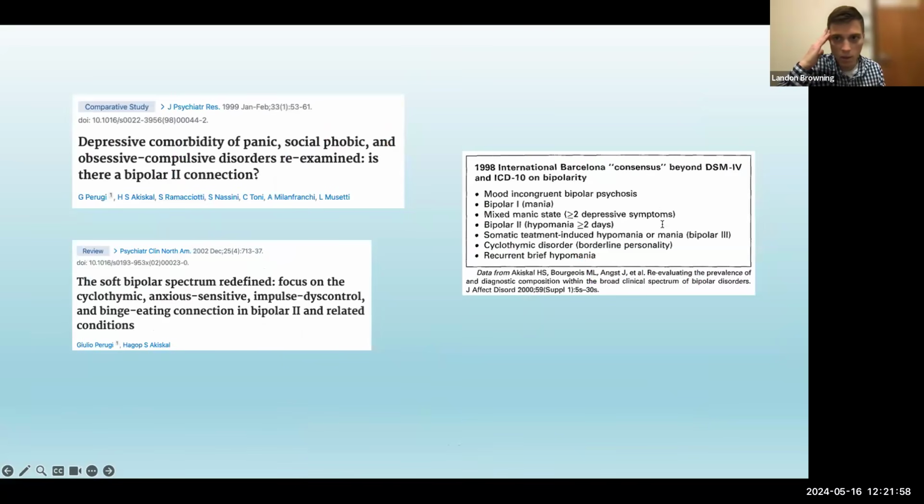So Akiskal kept publishing, very prolific, and he kind of wanted to draw connections between a lot of psychiatric disorders related to bipolar 2. So this paper, Depressive Comorbidity and Panic, Social Phobic, and Obsessive Compulsive Disorders, Re-examined: Is There a Bipolar 2 Connection? And then he says the soft bipolar spectrum redefined, focus on the cyclothymic, anxious, sensitive, impulse discontrol, and binge eating connection in bipolar 2 and related conditions.